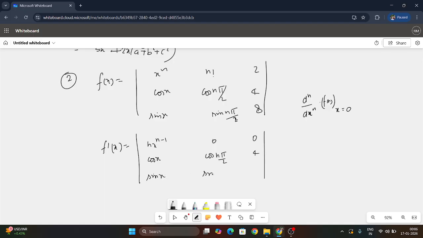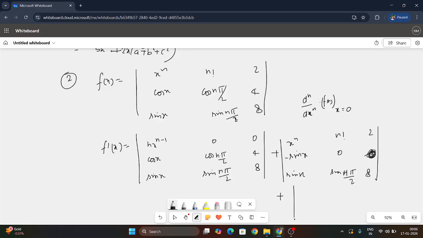sin x, sin n pi by 2, and it is x power n. And differentiate the second row, and that is going to be minus sin x and cos n pi by 2. This is a constant. Okay, it's going to be always constant, so 0. And this is constant, so it's also 0. And sin x, sin n pi by 2.